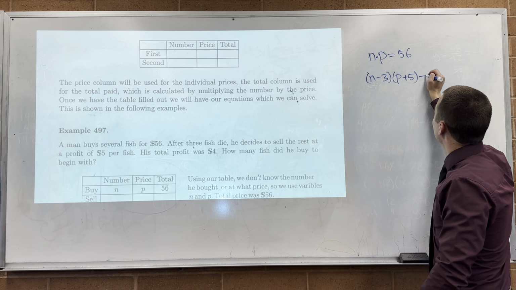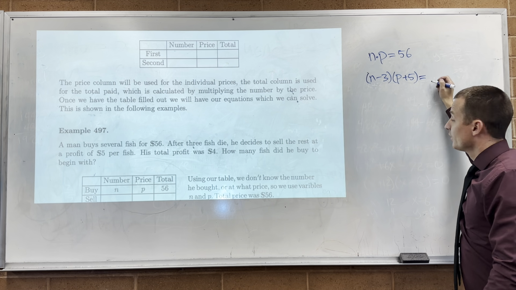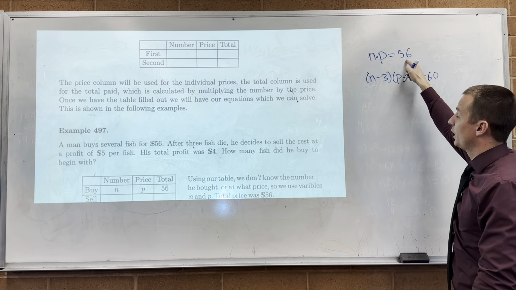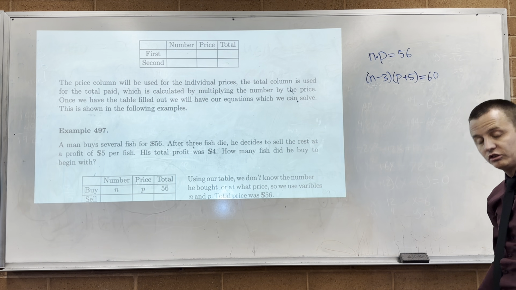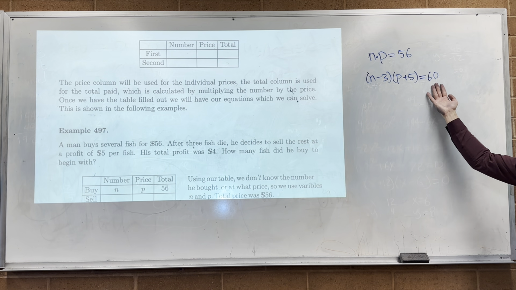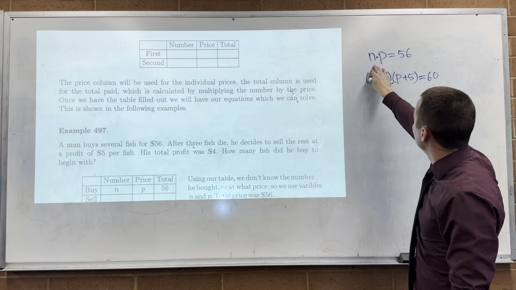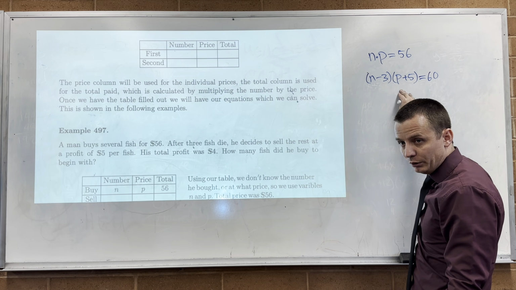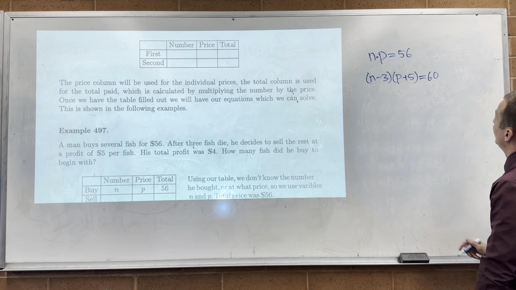So in other words, how much did he sell his fish for? 60, because his total profit was $4. He spent 56 bucks on the fish. He sold all the fish and ended up making $4. So he sold the fish for 60 bucks. Make sense? So here's how the problem's set up. Once again, it's the exact same type of problem. 2 equations, 2 unknowns. We take one equation, solve for one of our variables, plug in to figure out the other variable. Make sense? So we'll work this one out.